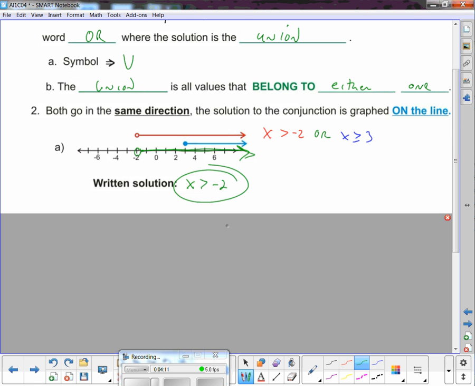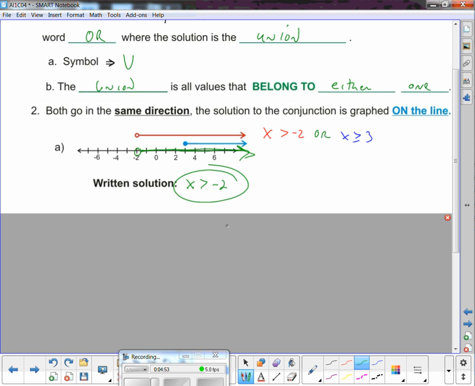Raquel. Okay, so do you know what "put together" means? Let me ask you this: does the number 0 belong to either the red one or the blue one? Which one does it belong to? The red one. Therefore, it's going to be the answer of a disjunction, because you only have to belong to at least one of them. Does the number 1 belong to at least one of them? It belongs to the red one. Therefore, 1 is going to be part of our solution.